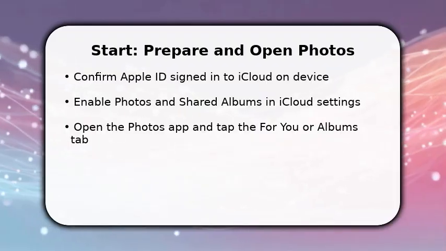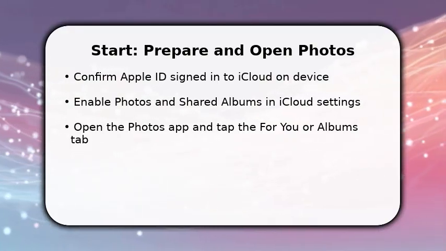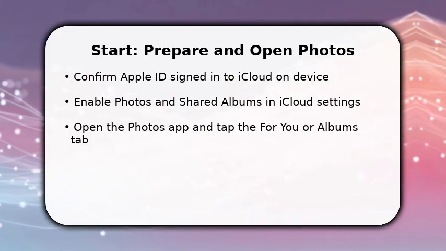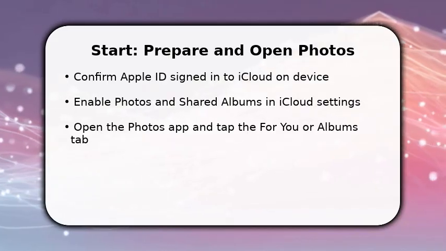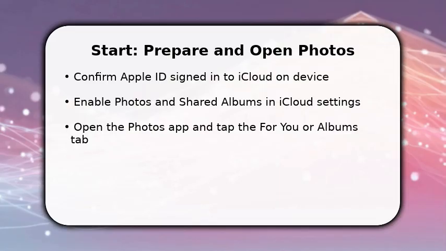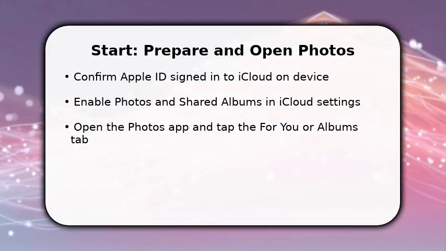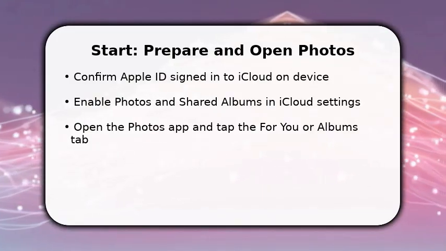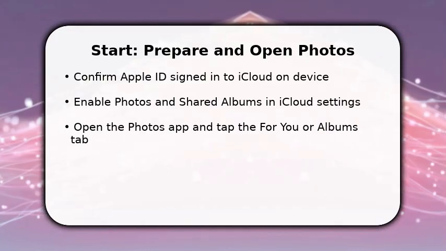You'll begin by verifying your Apple ID and turning on shared albums in iCloud settings. This lets you access invitations. Once done, open the Photos app and go to For You or Albums where shared invites appear. If someone already sent an invite, you'll see it as a notification or a card. Tap that invite to reveal the shared album details. Make sure your device has internet access so the invite can download and sync with iCloud immediately.